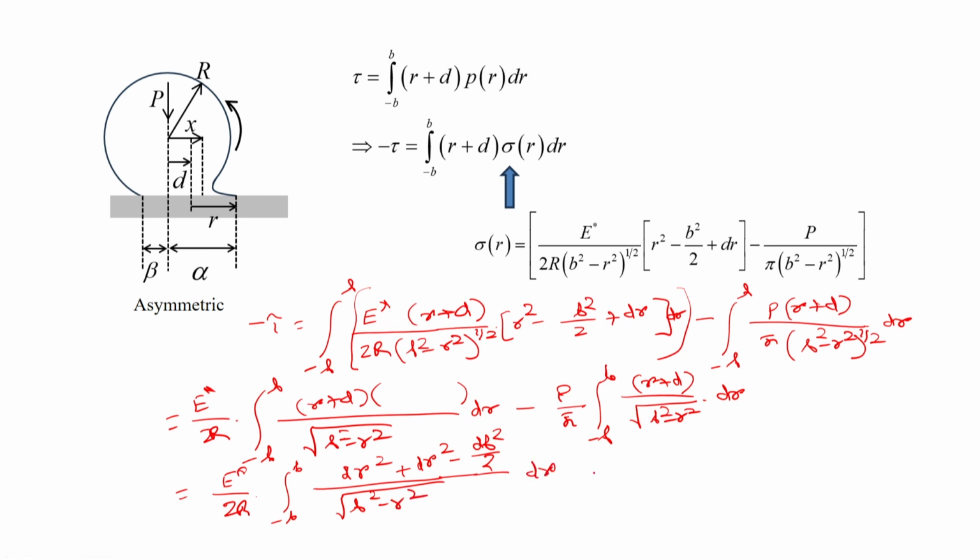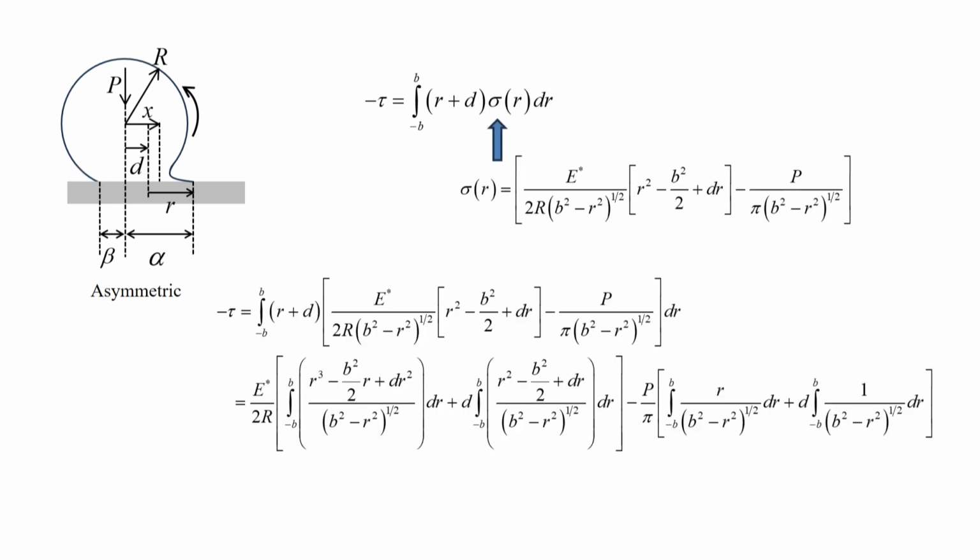This is dr, and then minus, again here from minus b to b, this is p over pi, and here again the r term over here will get cancelled. The only thing I have to worry about therefore is p into d, and therefore it will be p by pi, 1 by the square root of b square minus r square, dr. So, I have simplified my integration in this manner. The rest is just easy.